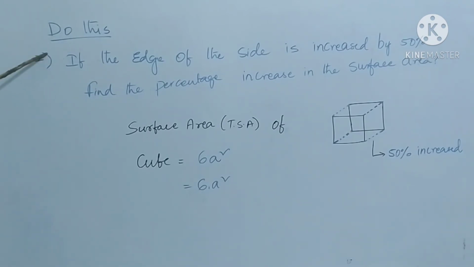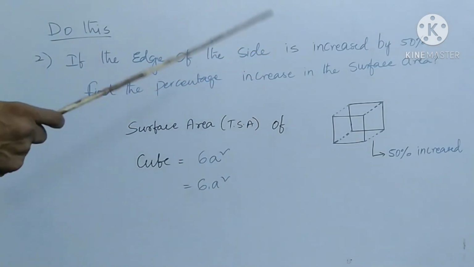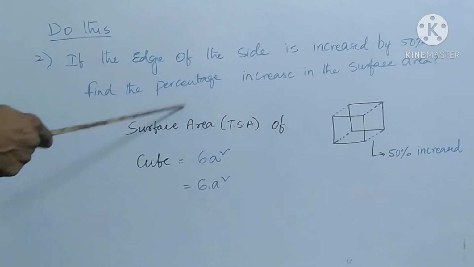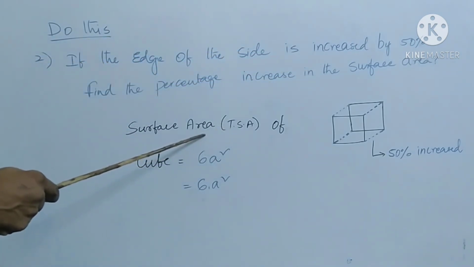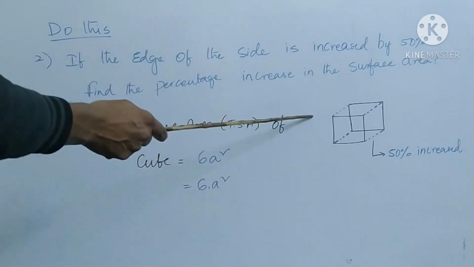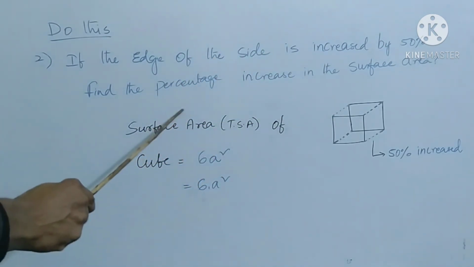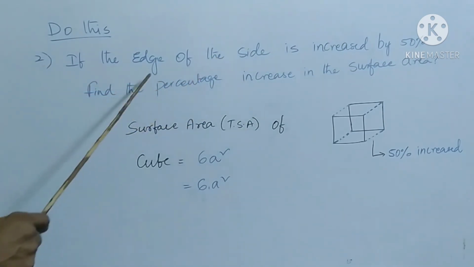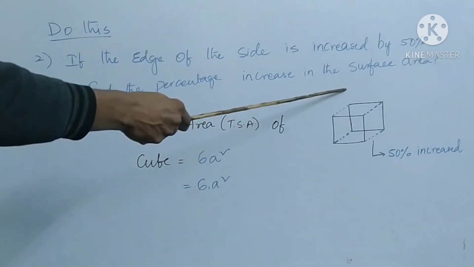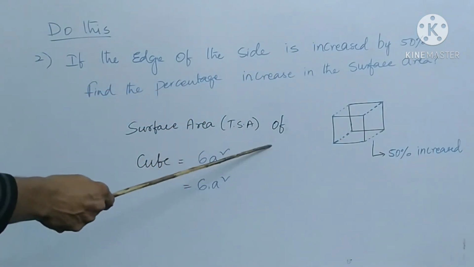Next question, do this second one. If the edge of the side is increased by 50%, find the percentage increase in surface area. Here surface area is nothing but the total surface area of the cube. So this is the cube, and the edges are increased by 50%. What about the percentage increase in surface area? This is our question.